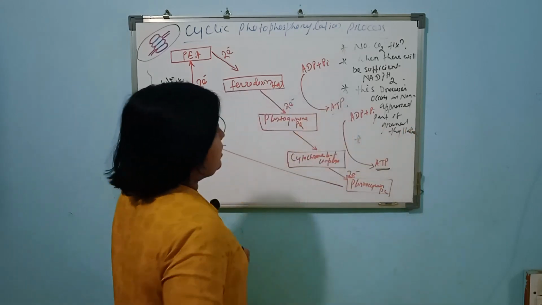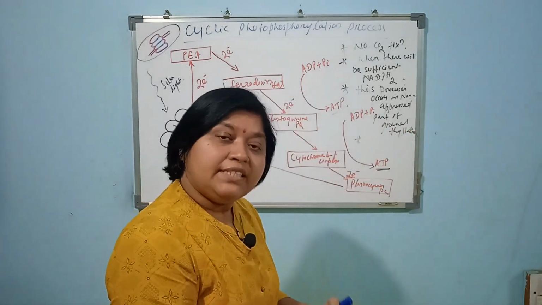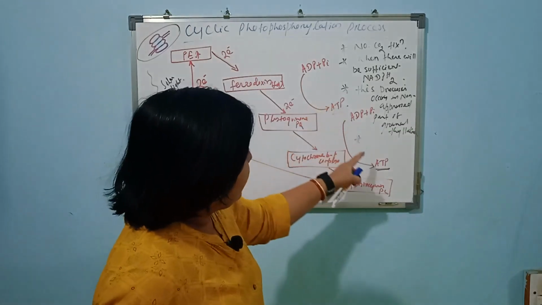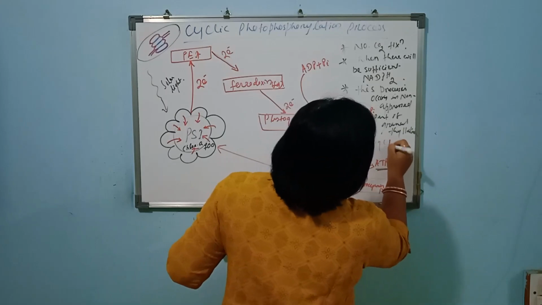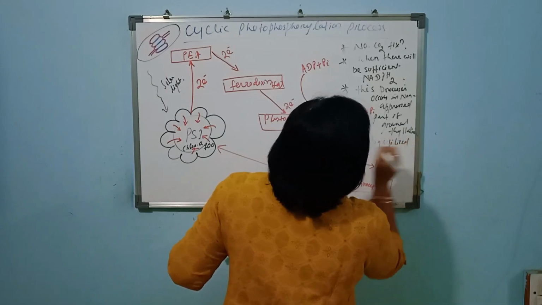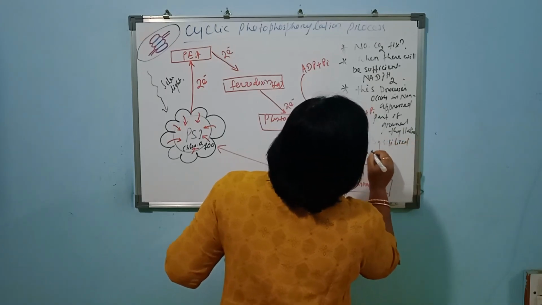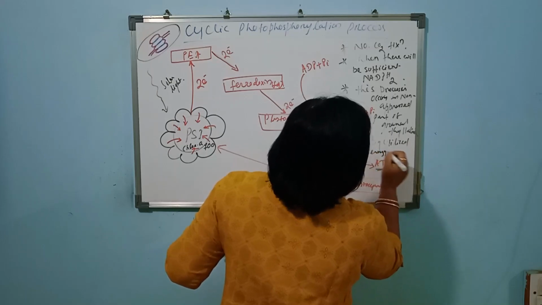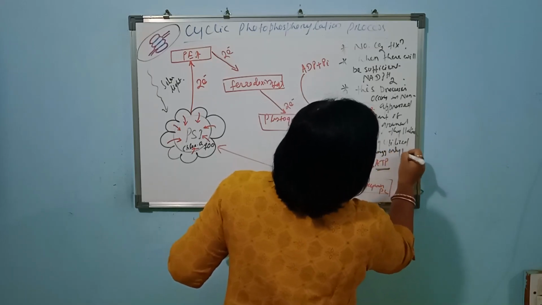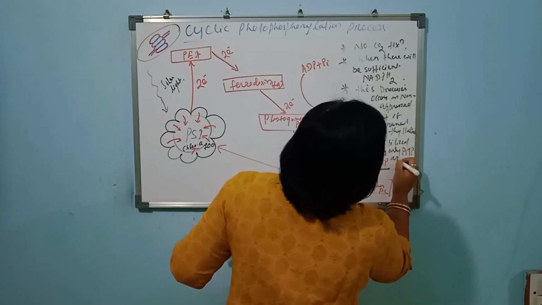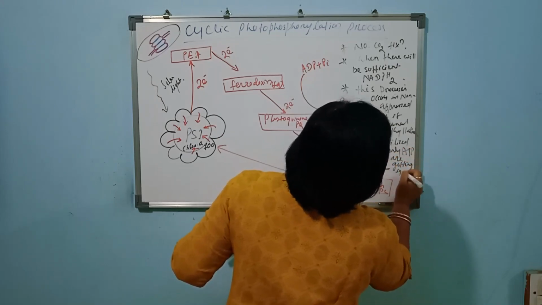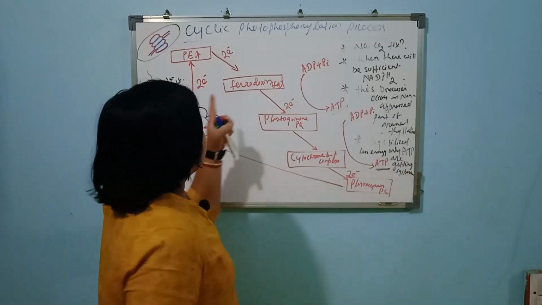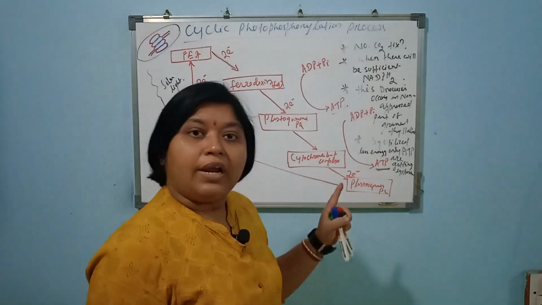And in this process, by utilizing very little energy, only ATP is synthesized. This is all about the cyclic photophosphorylation process.